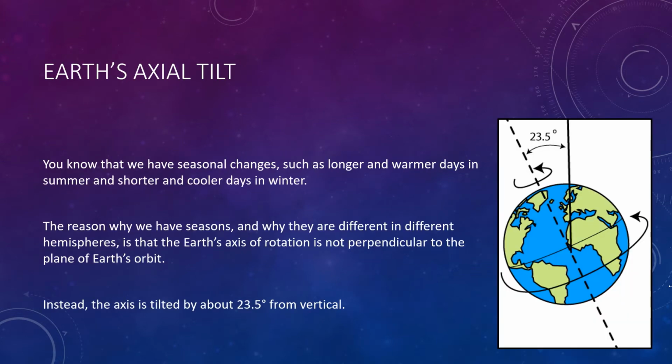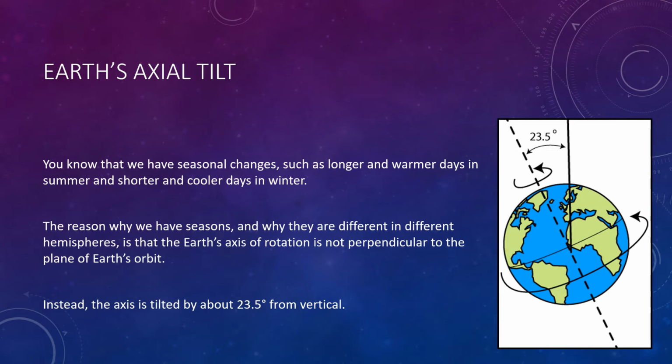So you know that we have seasonal changes, such as longer and warmer days in the summer and shorter and cooler days in the winter. So again, why does this occur? Well, the reason is because our planet is tilted on its axis of rotation, and it's not perpendicular to the plane of its orbit. Instead, the axis is tilted by 23.5 degrees from the perpendicular. In other words, from a vertical line, instead of it spinning straight vertically, it's tilted by 23.5 degrees.